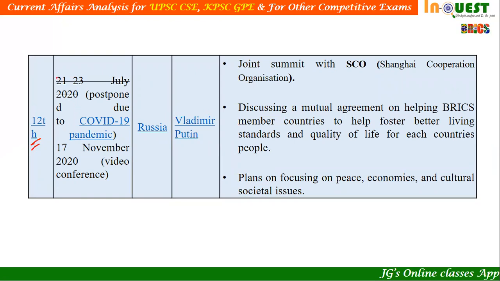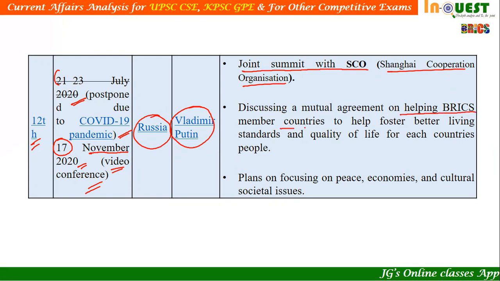The 12th summit was actually planned for between 21 and 23rd July of 2020, but it was postponed due to the COVID pandemic. Later, it was held on 17th November 2020 through video conference. It was hosted by Russia, and the hosting leader was Vladimir Putin. This was again a joint summit with SCO, the Shanghai Cooperation Organization, discussing a mutual agreement on helping BRICS member countries foster better living standards and quality of life for each country's people. Plans focus on peace, economies, and cultural and societal issues.